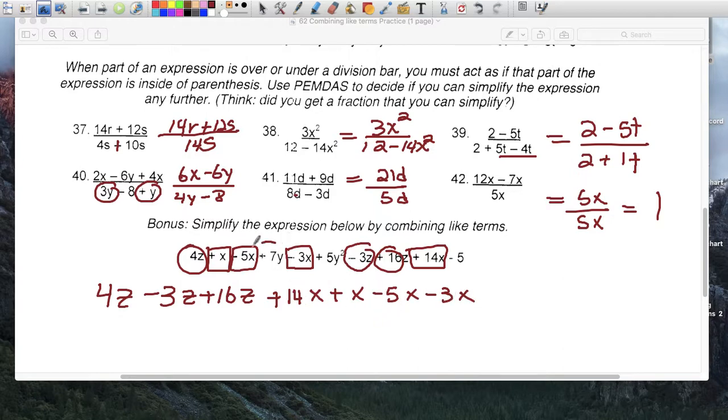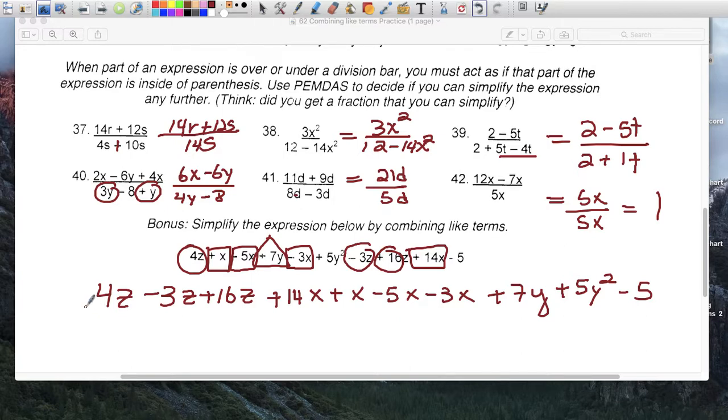And then the y's, plus 7y, okay, not the circle, plus 7y, and then plus 5y squared, and then finally last one left over minus y. So that's my expression rewritten with the like terms next to each other. So everything that's alike is next to each other.